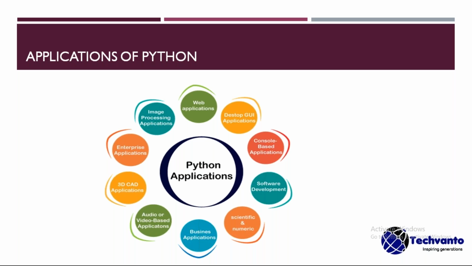Moving to the next application, business applications. Python is also used to build ERP and e-commerce systems. For example, you can consider Odoo, an all-in-one management software that offers a range of business applications.